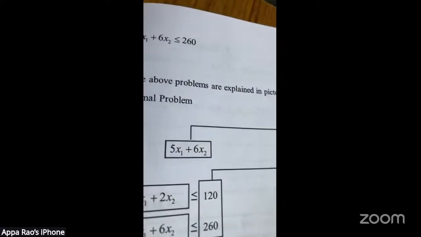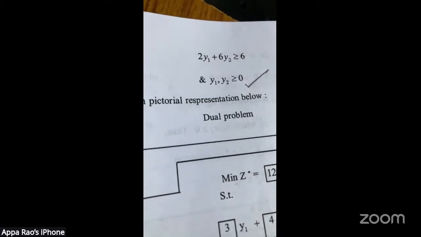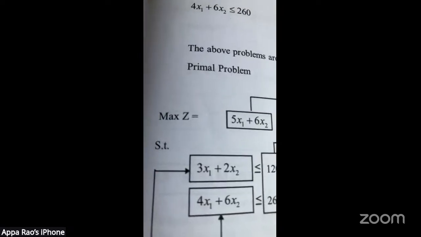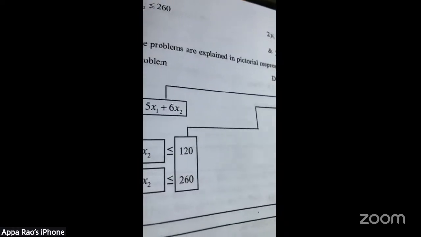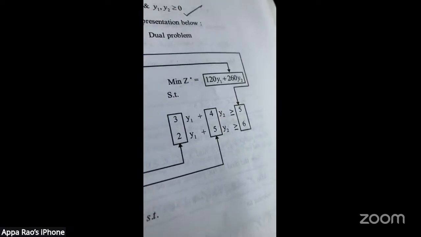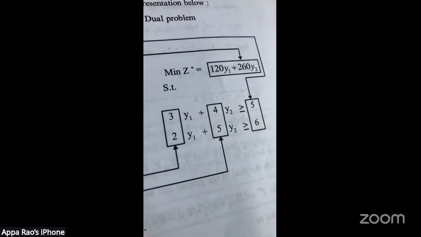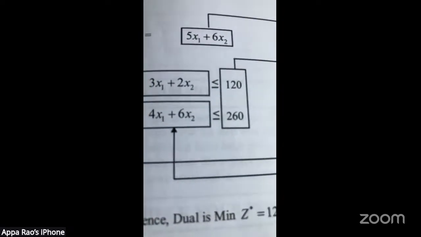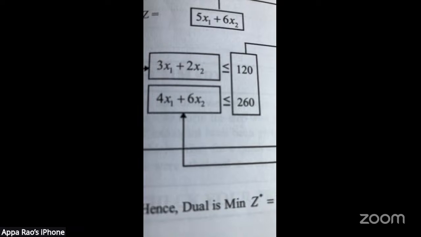The above problems are explained in pictorial representation below. So pictorial representation means primal problem and dual problem. In primal, 5x1 plus 6x2, and in dual, min z equal to 120 y1 plus 260 y2, such that 3x1 plus 2x2 less than or equal to 120, 4x1 plus 6x2 less than or equal to 260.